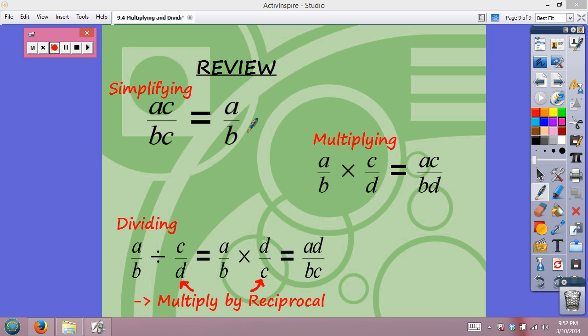Quick review here. Simplifying, if we have AC over BC, we can cancel these C's to just get A over B. Multiplying across, we just get A times C over B times D. Dividing, remember we're multiplying by the reciprocal, so now we get AD over BC. And that is the end of the lesson.